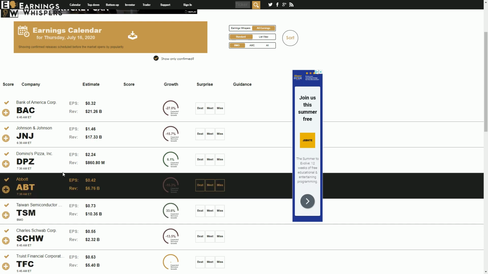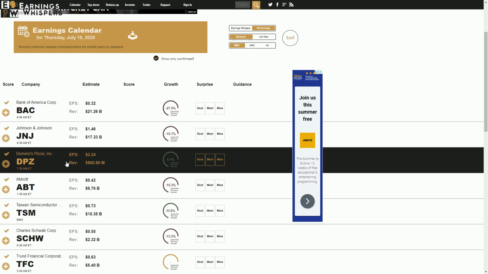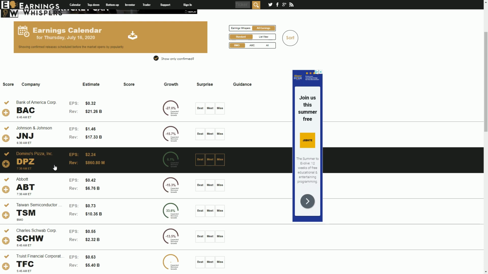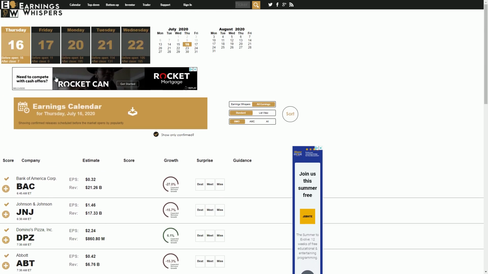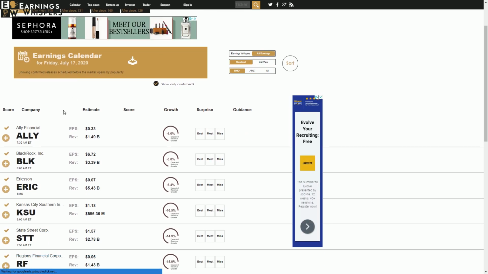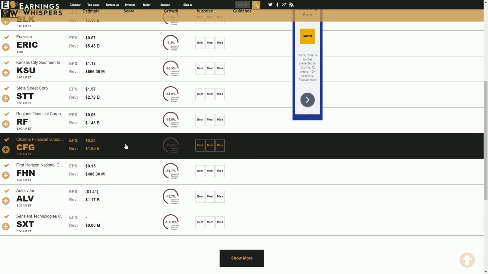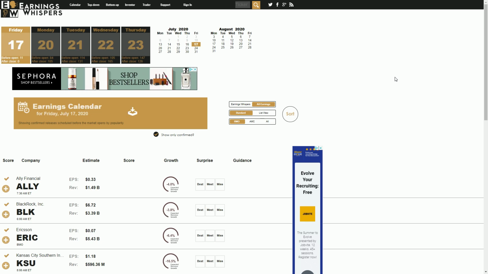But the ones from this list, Bank of America, Johnson & Johnson, Domino's, and Taiwan Semiconductor are going to be the ones that I'm watching. Domino's is just very expensive. Go check out those premiums because those can be big. And then again, we've got more of the financials, but I'm really not going to be playing any of these personally. So these are some of the stocks that we're going to be watching this week.